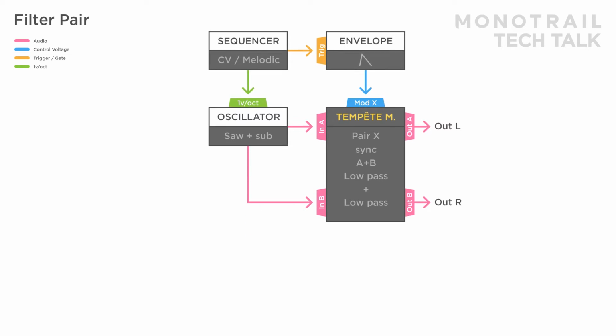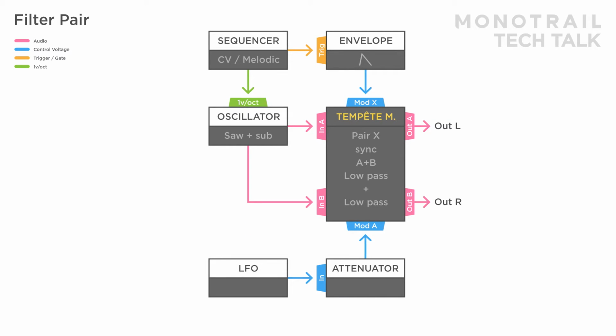An attenuated LFO is sent to modulate mod A, in this case without a dummy cable, so the LFO is modulating both filters A and B.